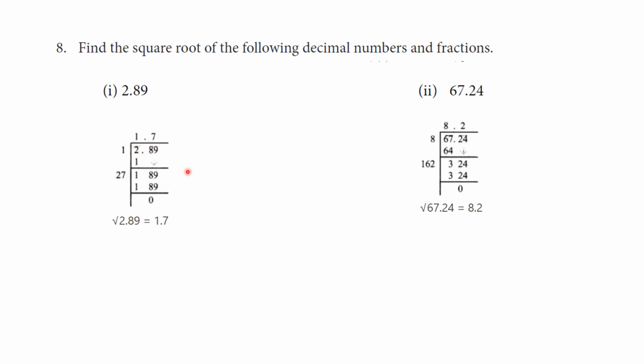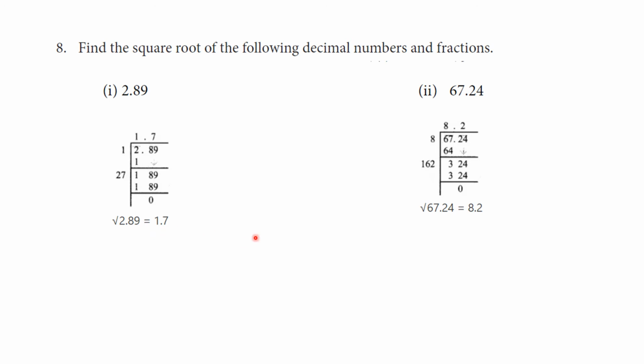So 1 is 1. Subtract 1. Carry down 89. And here the point is there, so after the 1 you put the point. And 1 into 2, 2. Next number: 3 3s are 9, 7 7s are 49. 2 options are there, but here the apt number is 7 only. So you put 7 and multiply with 7 into 27. That is 7 7s are 49, 4, 7 2s are 14 plus 4, 18. So 0. Therefore the square root of 2.89 is 1.7.